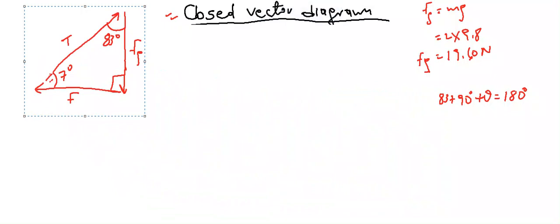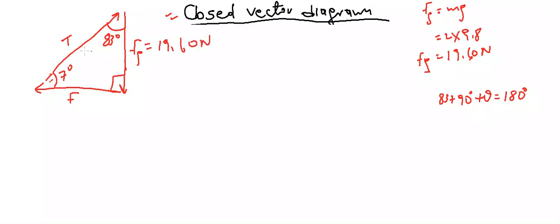Now the question will say calculate the force applied or calculate the tension. We already calculated FG, which is 19.60 newtons. When we want tension, we are going to use this triangle. There are many methods, but the one I like the most is the sine rule, because in grade 11 you do the sine rule. What is the sine rule?